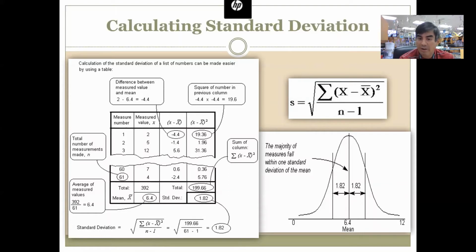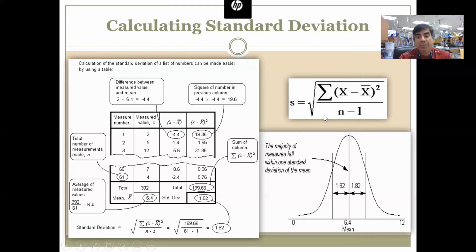That means sum of. X is a data point, so that could be an individual grade, minus X with a little bar. X with a little bar means mean. That is your average. Then you're going to square it. So you're going to get every single data point, subtract it from the mean, and square it. Then you're going to take the sum of all those numbers, divide by n minus 1.